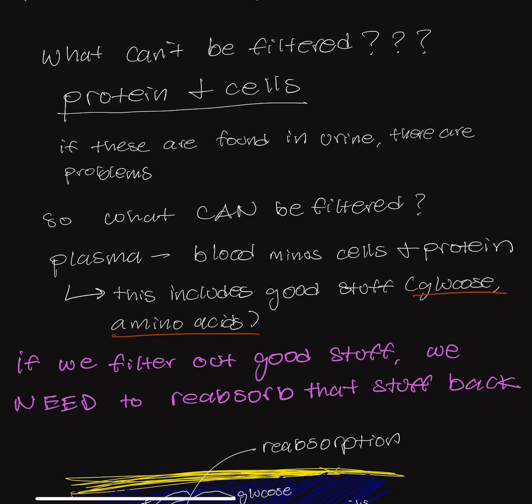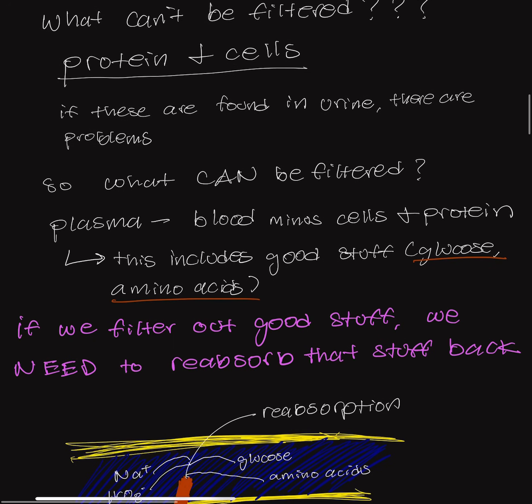It's not really important to know what problems, but I think it's good to know that certain things just can't be filtered. And what can be filtered is what we call plasma. Plasma is pretty much just blood minus the blood cells and protein. So it includes good stuff. We want to keep some of the good stuff and remove some of the bad stuff, but to start taking out bad stuff, you need to get rid of everything and then take back the good stuff, so you can get rid of only the bad stuff.